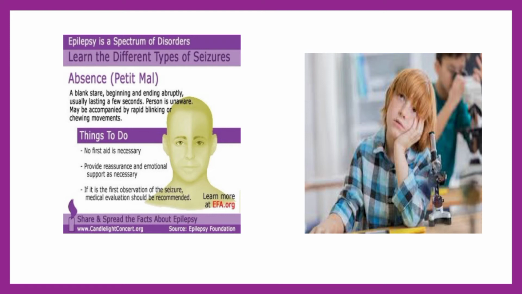So the features and characteristics you can easily remember, but how you are supposed to remember it from the synonym point of view is that absence is nothing but petit mal. So he is dreaming, or she is dreaming. So it is like absence is petit mal.